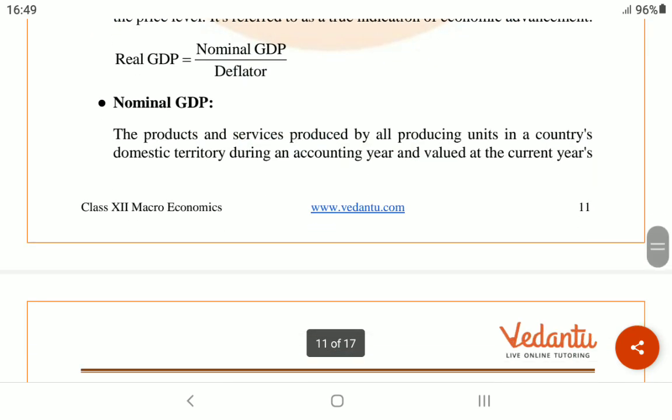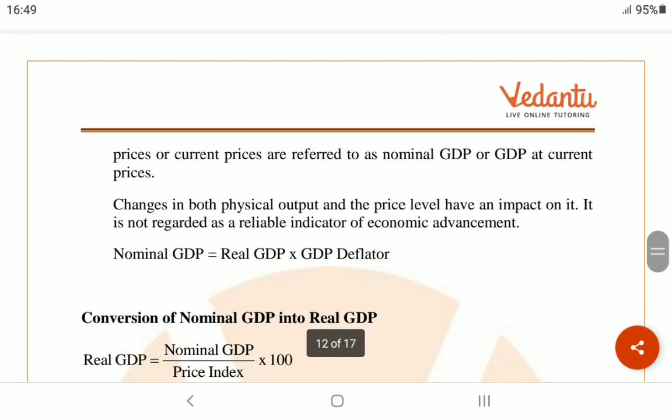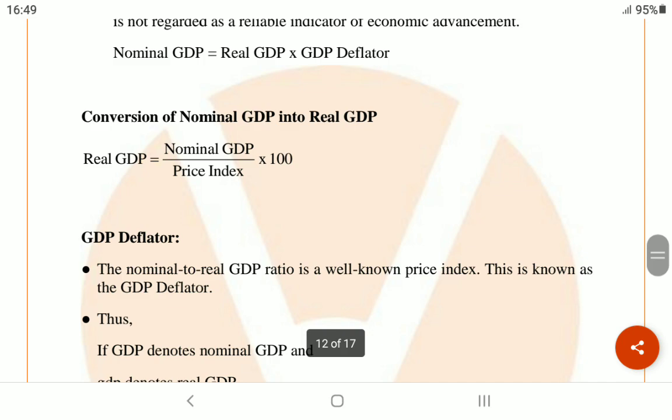Next, nominal GDP is the products and services produced by all producing units in a country's domestic territory during an accounting year and valued at the current year prices, referred to as nominal GDP or GDP at current prices. The nominal GDP formula: nominal GDP is equal to real GDP into GDP deflator. Conversion of nominal GDP into real GDP is equal to nominal GDP by price index into 100%. If you do, you will get the real GDP percentage.